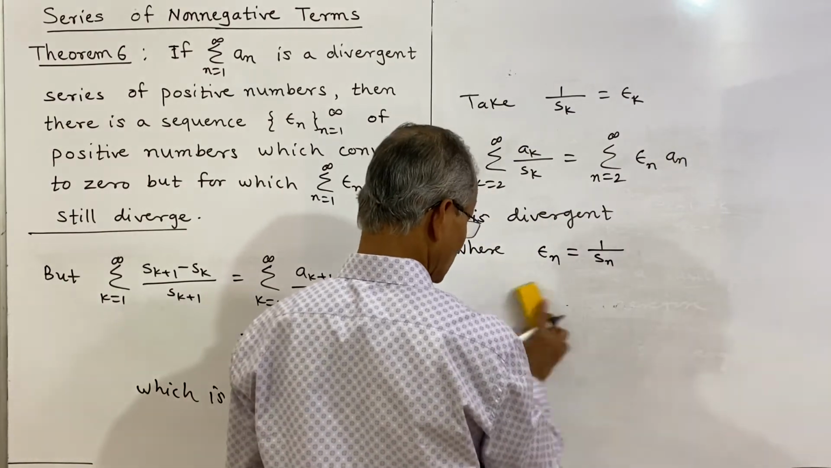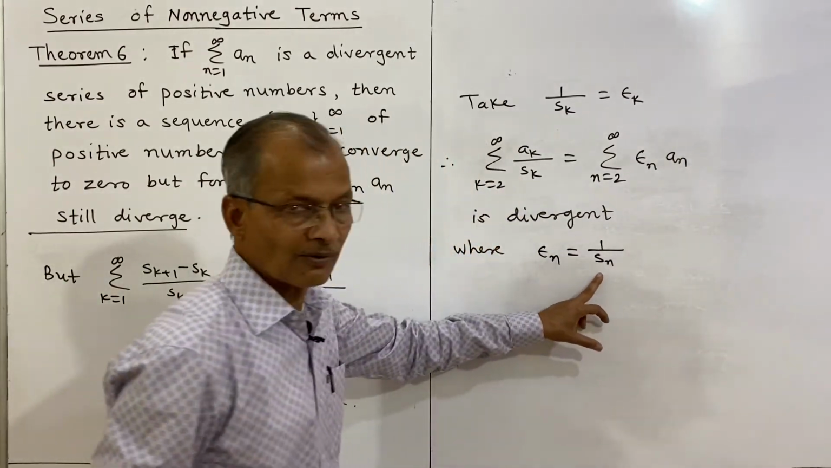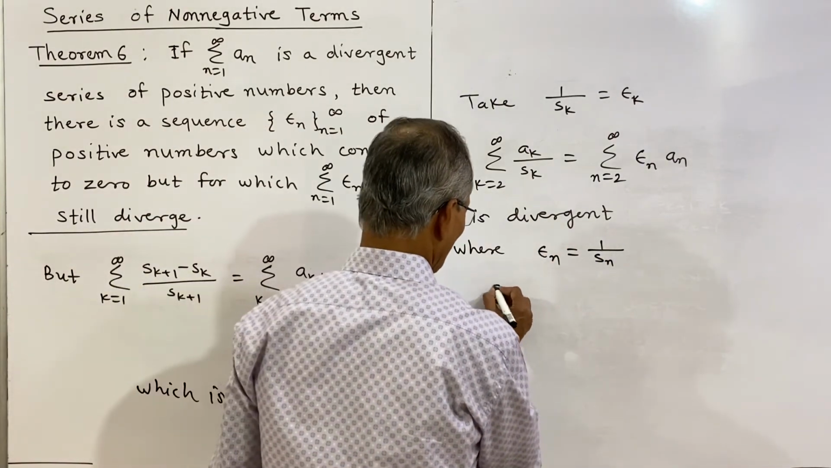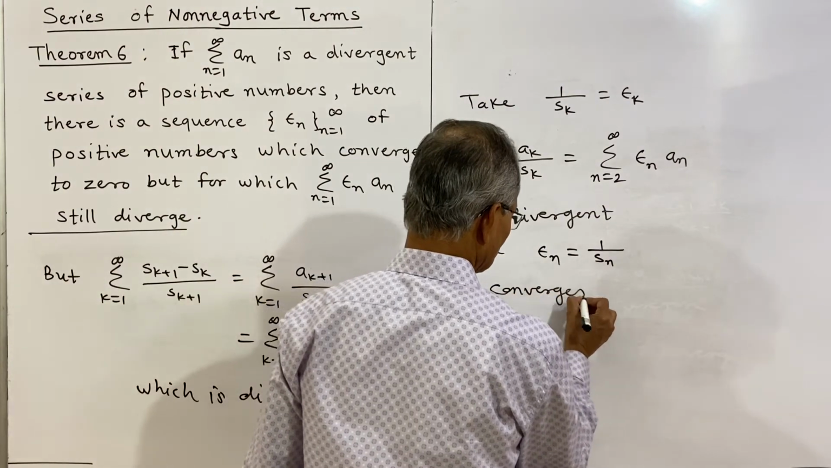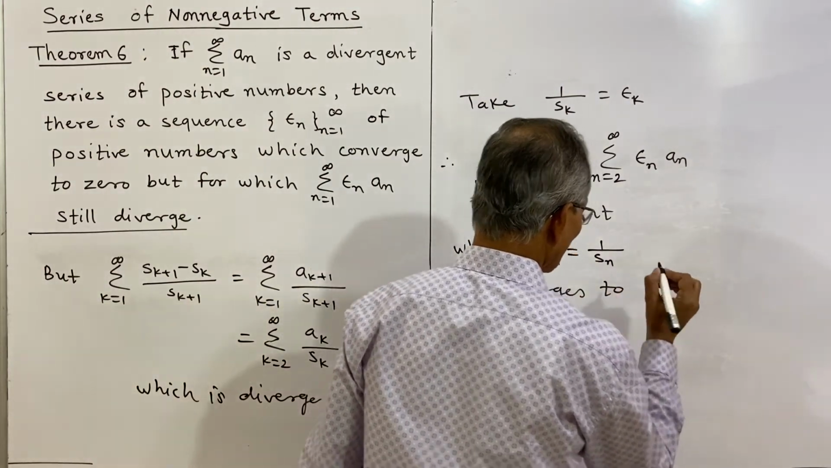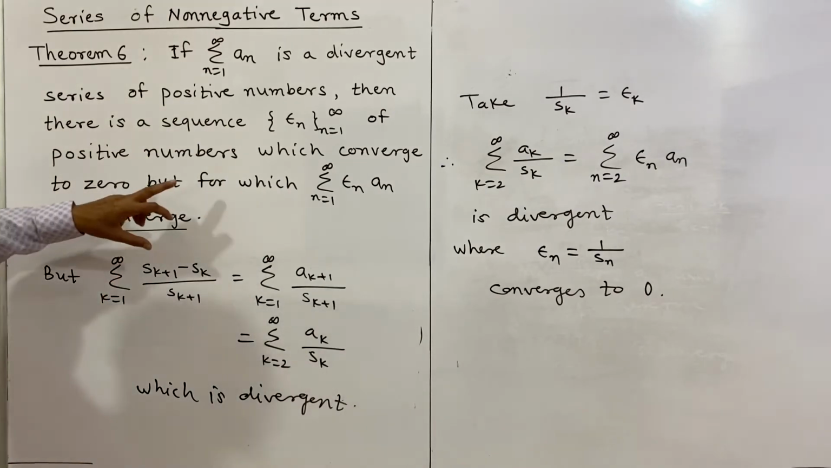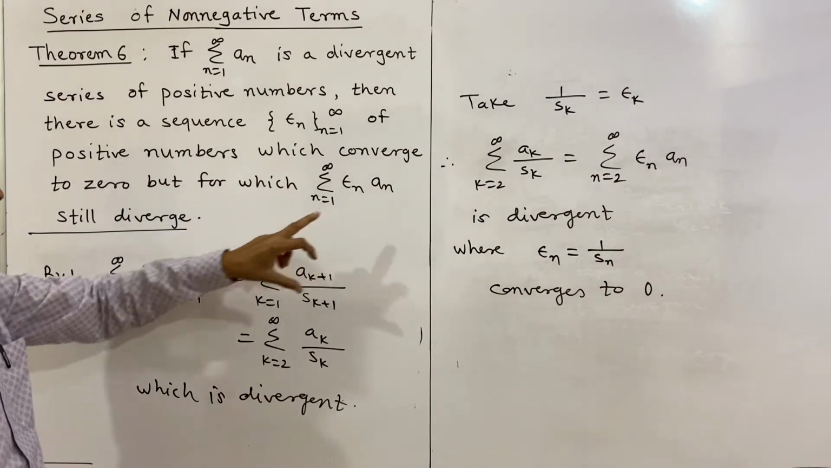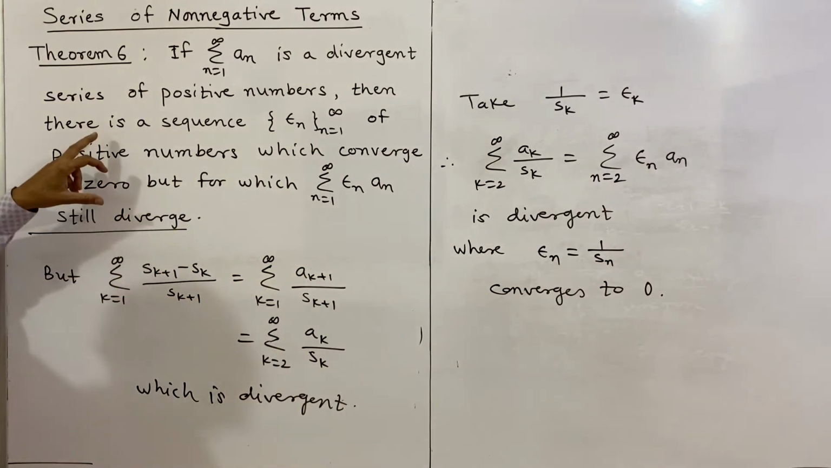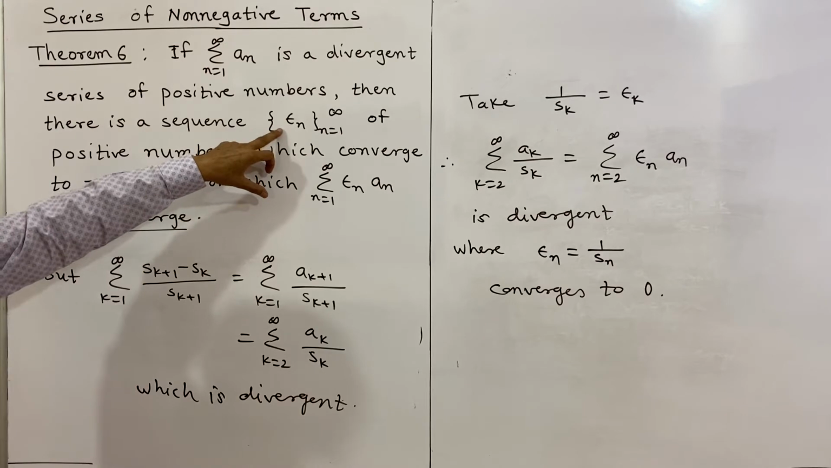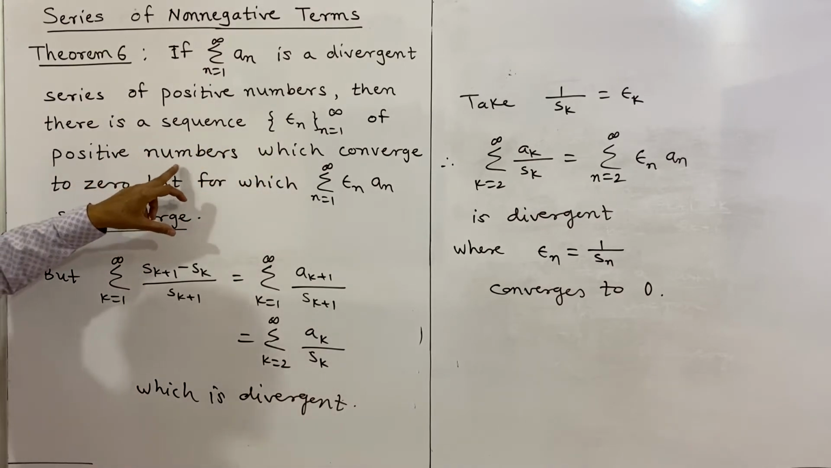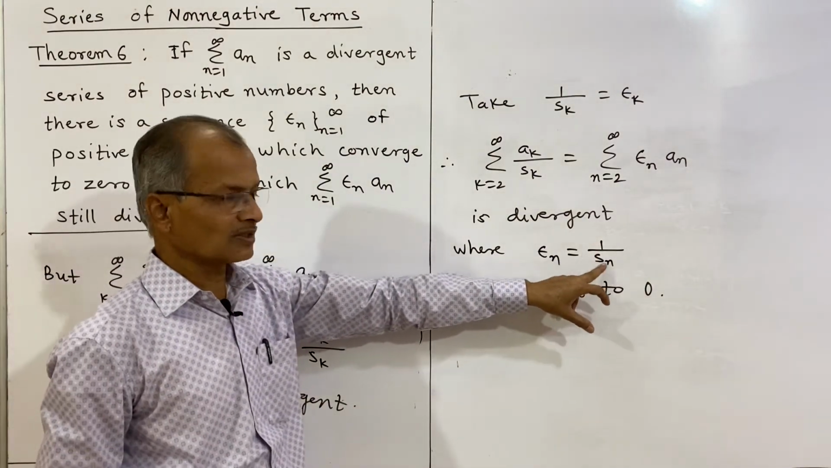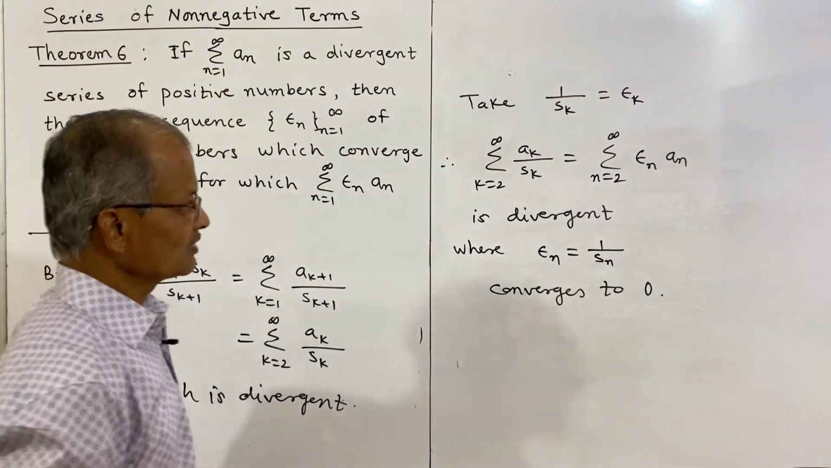If Sn diverges to infinity, 1 upon infinity will converge to 0, and this is what we wanted to prove. Summation n takes value 1 to infinity epsilon n a_n diverges, and epsilon n is a sequence of positive numbers which converges to 0. So this converges to 0 because Sn diverges to infinity, and this proves the theorem.